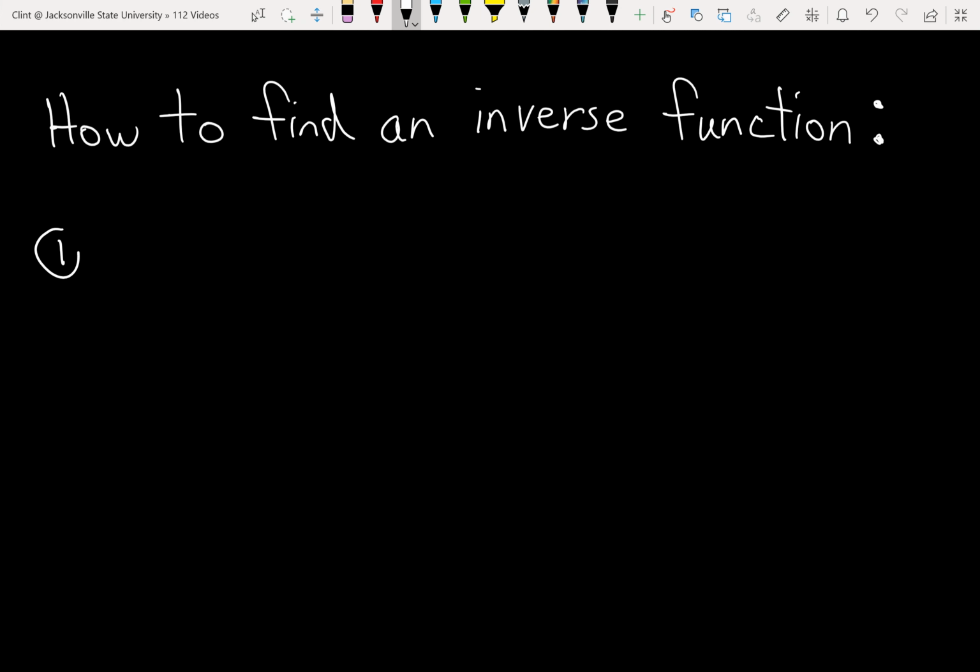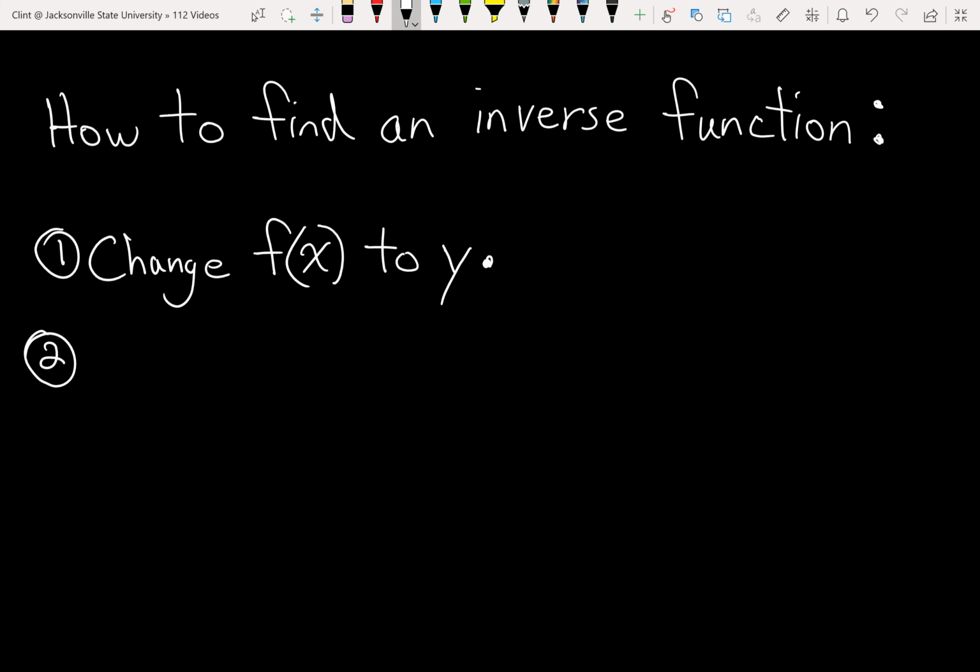Okay, step number 1 is we're going to change our notation f of x to a y. Okay, that just keeps us from having to deal with that f of x notation the whole time.